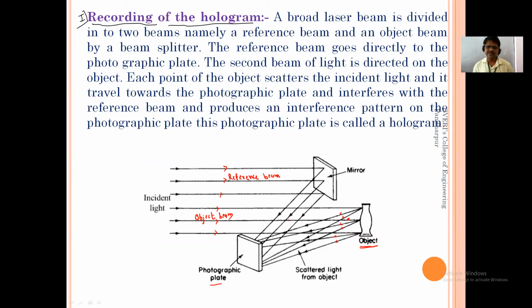This scattered light interferes with the reference beam. Light scattered from the object interferes with which beam? Reference beam. And we are getting an interference pattern here. Interference pattern means alternate dark and bright bands on this photographic film. Okay, see what we have done.